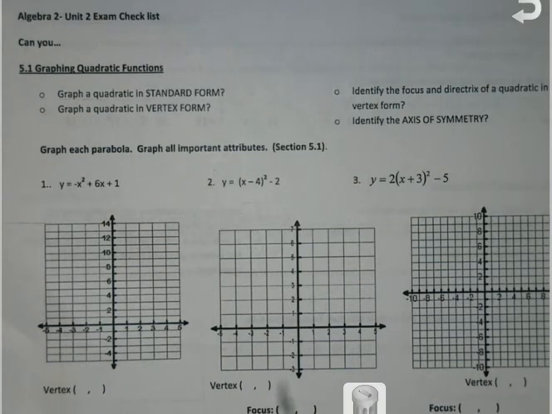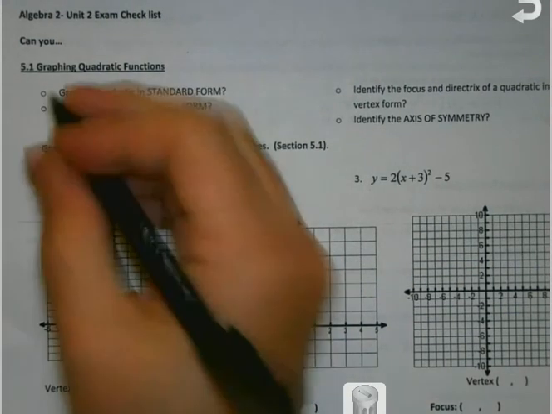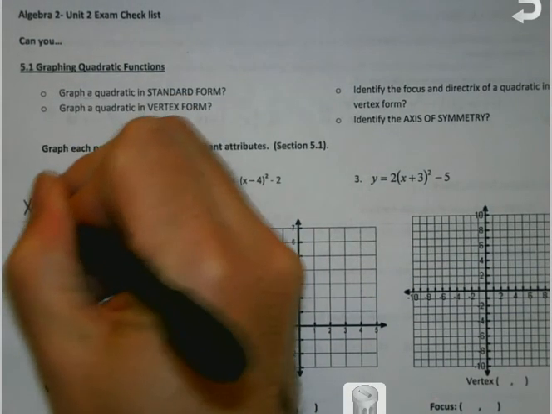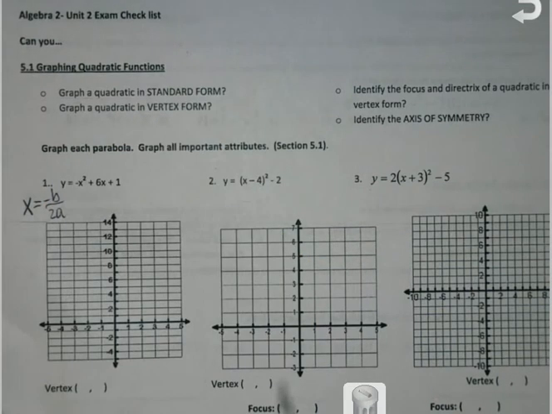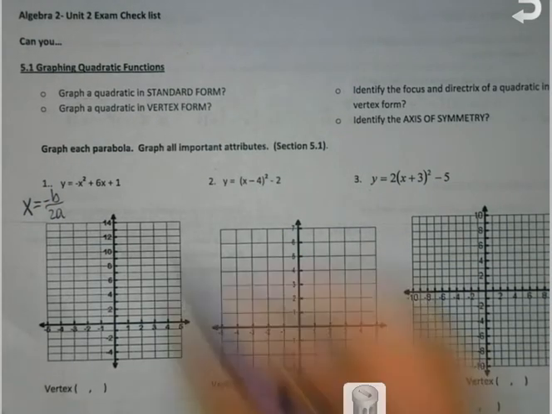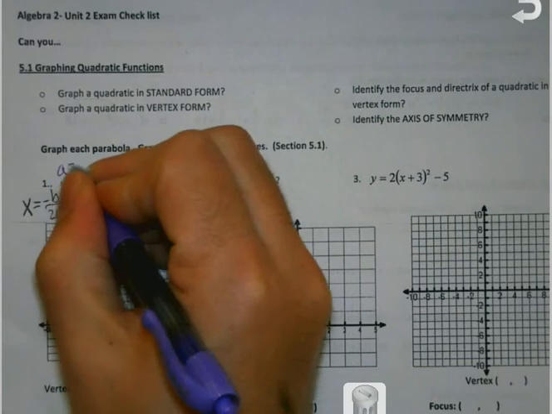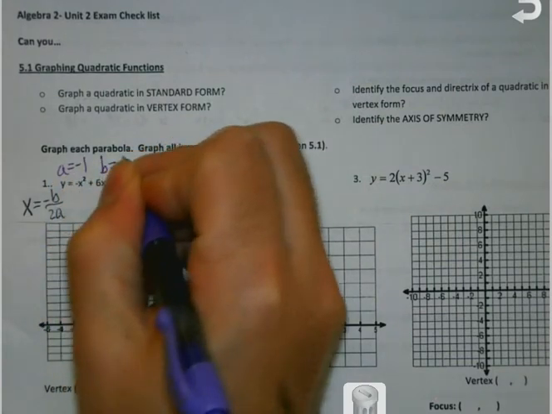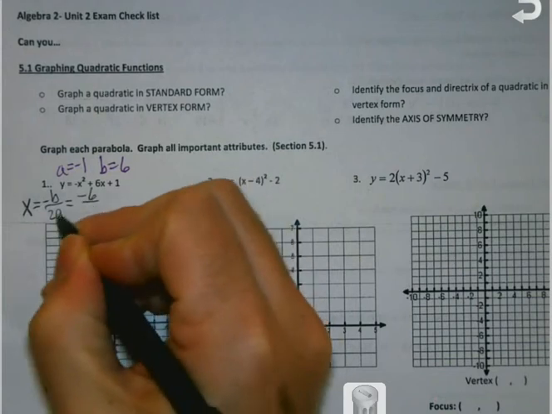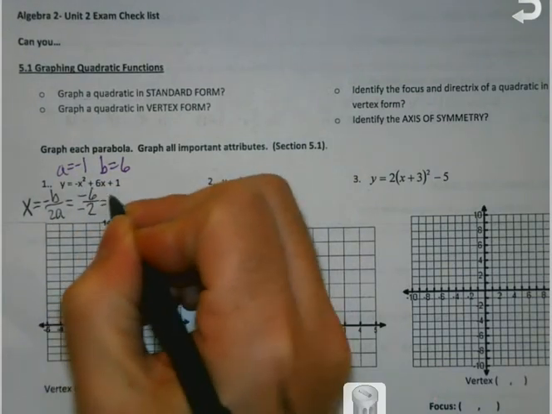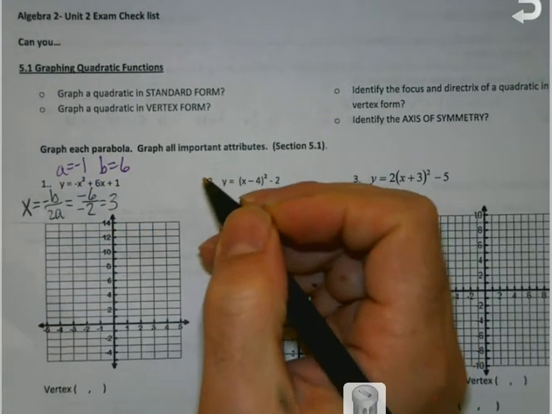So when we're doing this, graph the parabola, graph all the important attributes. Okay, in other words, the most important attribute of a parabola is its vertex. So if I'm in standard form, like we are here in number 1, as we've said time and time again, to find our x value, we're going to do negative b over 2a. So my a value here is negative 1, my b value is 6. So I've got negative 6. 2 times negative 1 is negative 2. So my x value is 3.